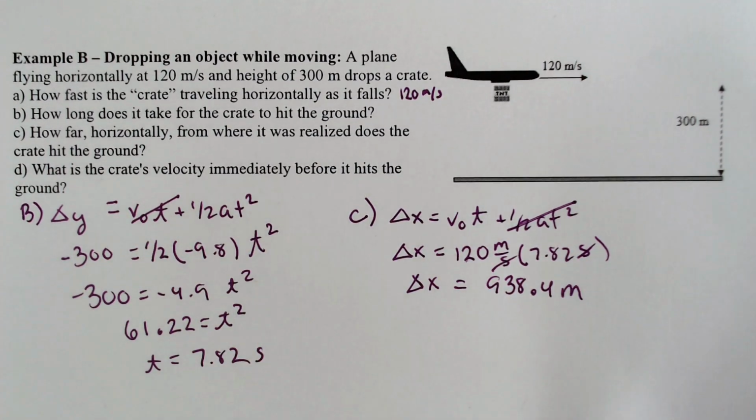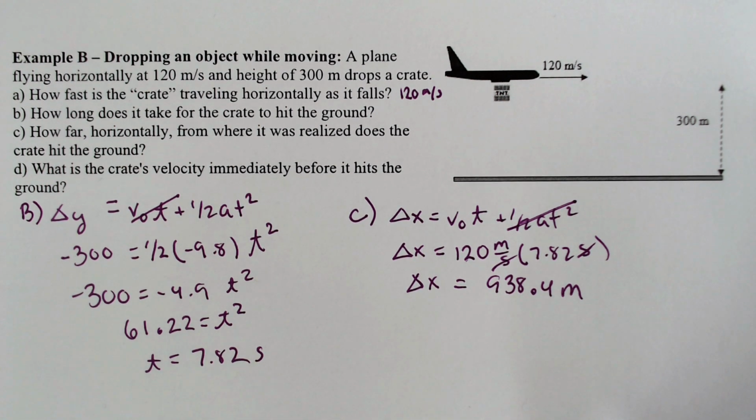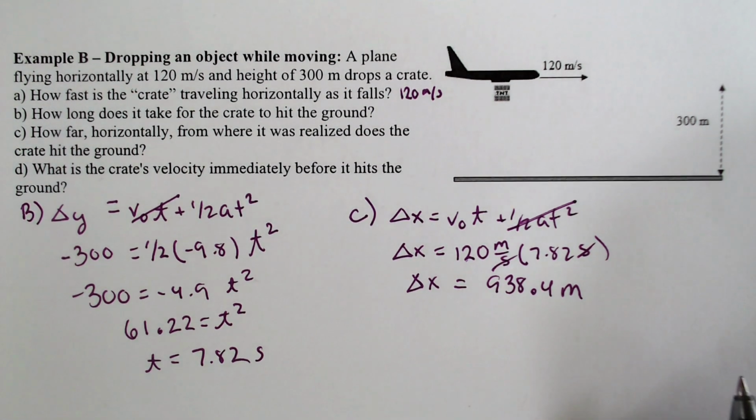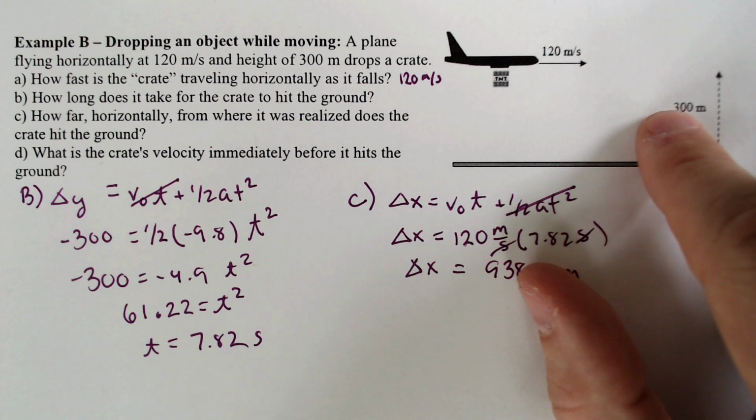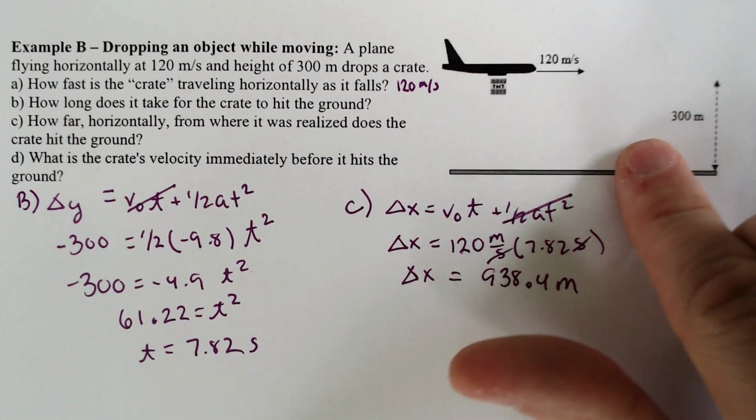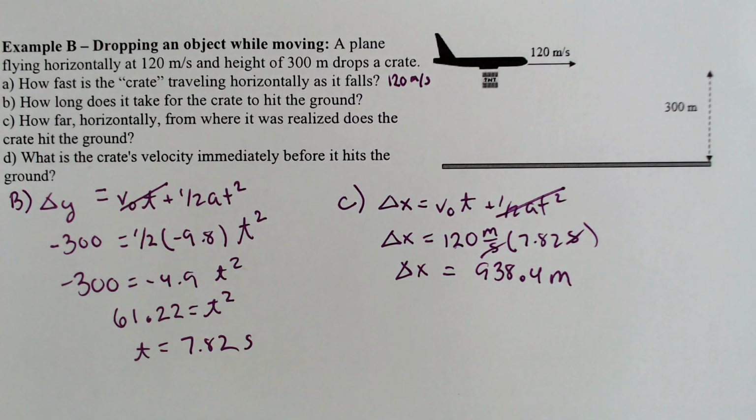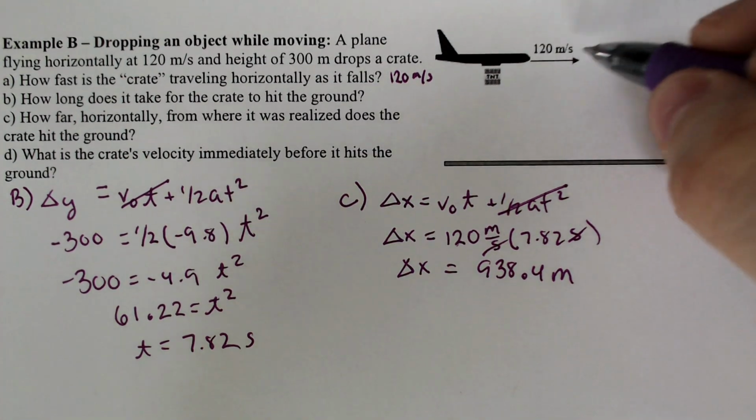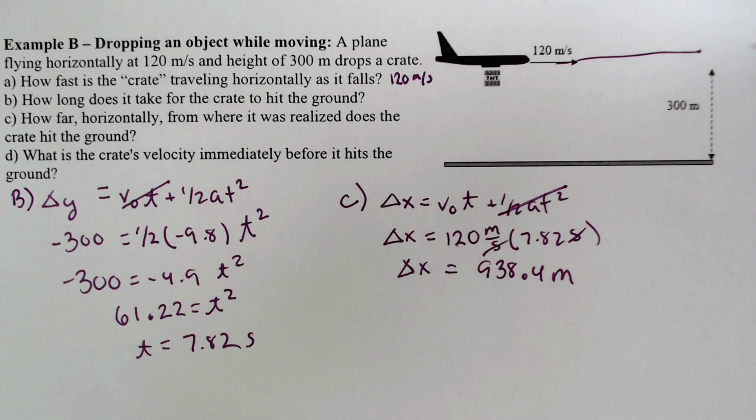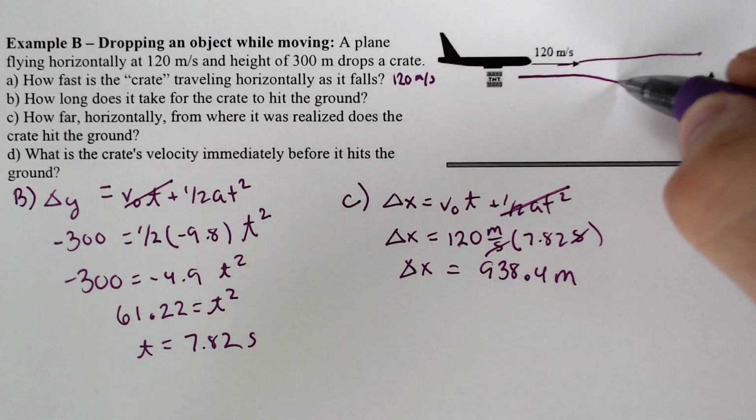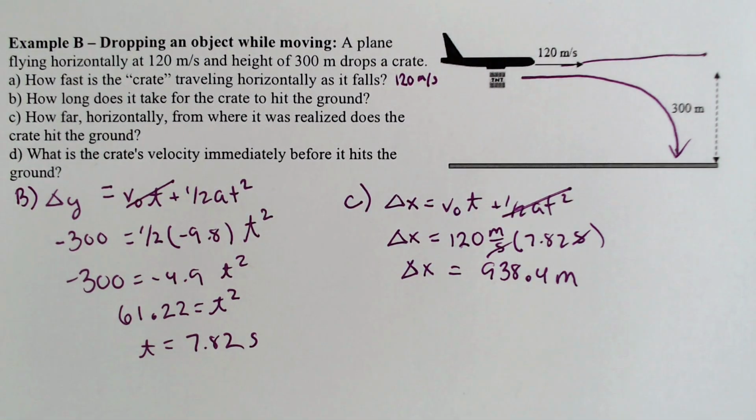What is the crate's velocity immediately before it hits the ground? Okay. Well, that part would take a little bit more effort because the crate's velocity is going to involve two different things. It is moving 120 meters per second to the right, but it's also moving down due to gravity. And both of those are going to influence its real velocity because it's not going to the ground to the right like 120 meters and then down 300 meters. It's going to the right and down simultaneously, and it's going to follow this sort of motion when it's landing.